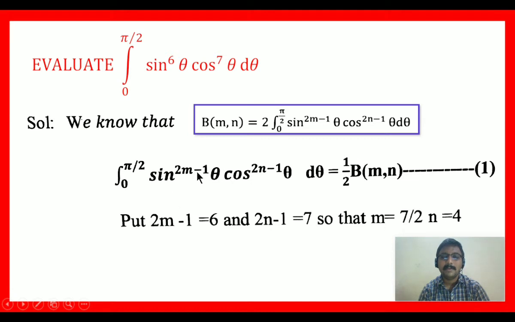Now putting 2m minus 1 as 6 and 2n minus 1 as 7, so that we will have m is 7 by 2 and n is 4, which is obtained by just simplifying these.